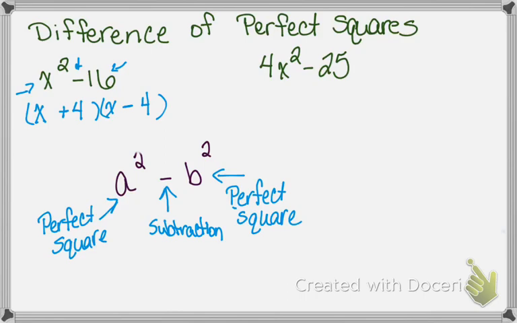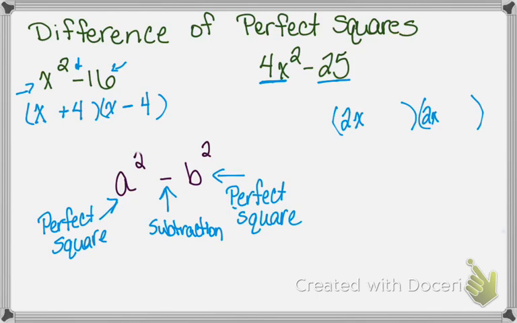I still have perfect squares. Okay? 4 is perfect and x squared is perfect. Is 25 perfect? Okay? So, what's the square root of 4? What's the square root of x squared? Okay, so I'm going to put 2x as my first term in both of those.